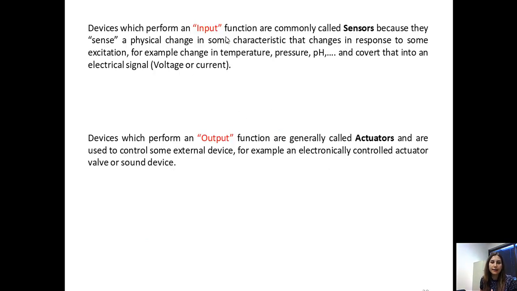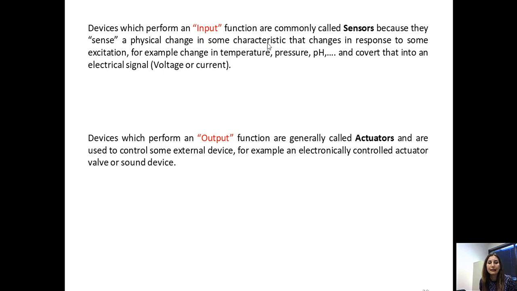So I'm going to say again what each one of them are. Devices which perform an input function are commonly called sensors because they sense a physical change in some characteristic that changes in response to some excitation. For example, change in temperature, pressure, pH. So you have a change in temperature and you have a temperature sensor that can detect that change. And that temperature sensor is an input that sends input signals into your data acquisition system.